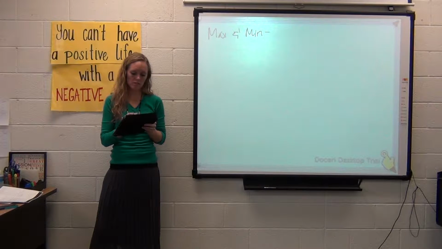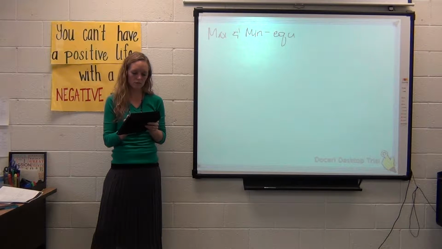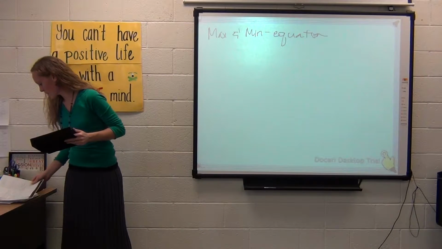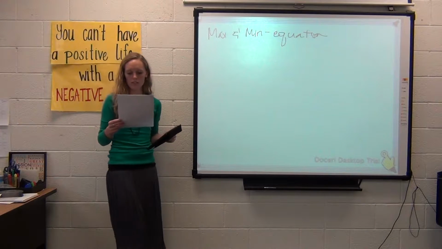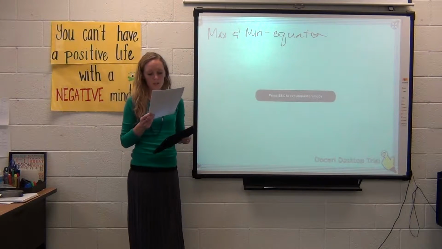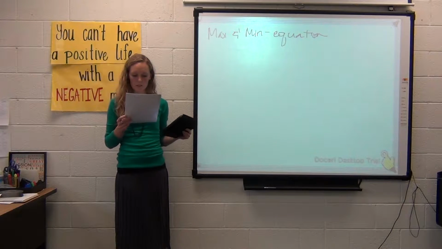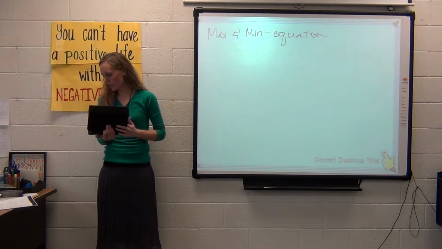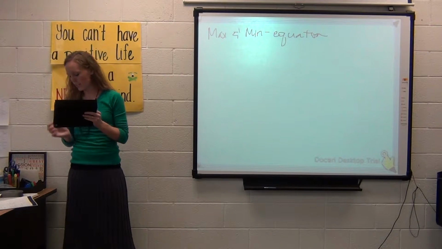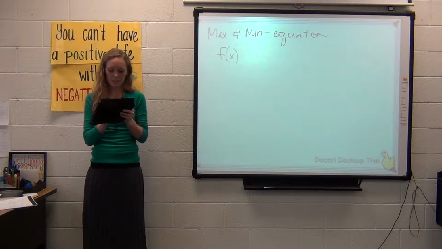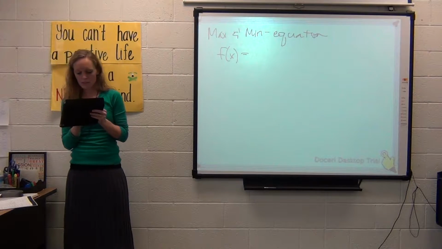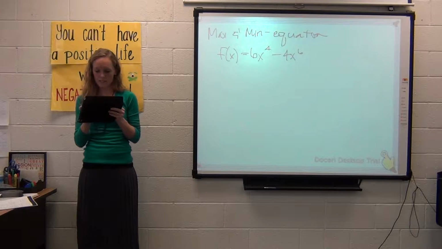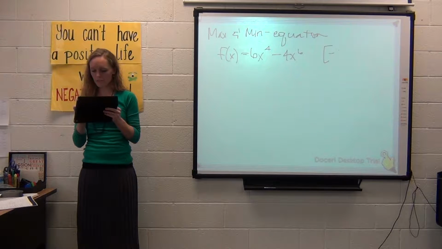Finding maxes and mins with an equation, specifically looking at different intervals. So let's look at numbers 31 through 38. We'll do a couple examples from this. I'll start with number 32. The instructions are to find the extreme values on the interval. Our function is f of x equals 6x to the 4th minus 4x to the 6th. We have a closed interval here from -2 to 2.